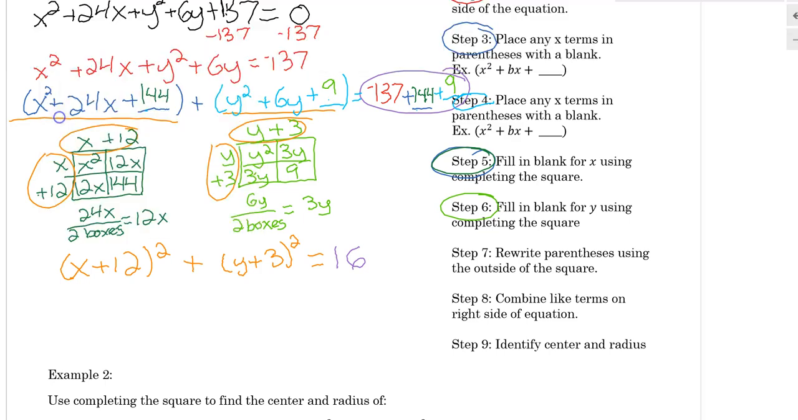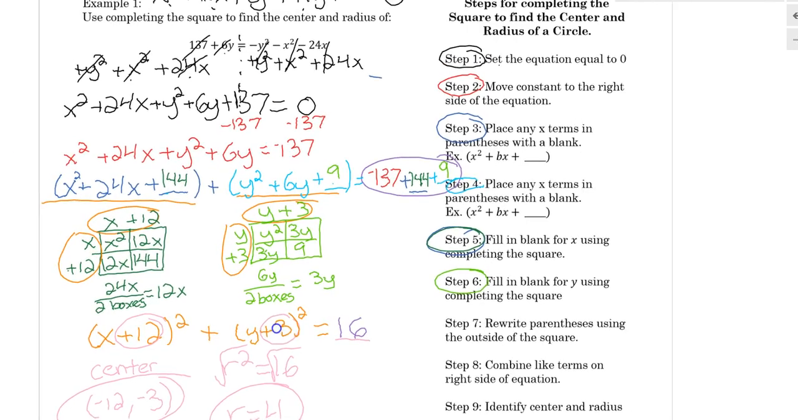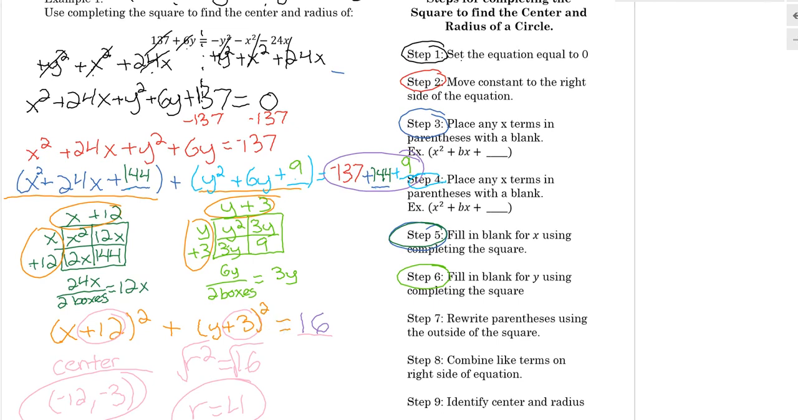Then our last step, our center is what's with x, but change the sign, and what's with y, but change the sign. And then r squared equals 16, square root, r equals 4. So. Okay, so then this one is, again, it's just getting a little longer. I know these are long problems, but it's really just following those same steps.